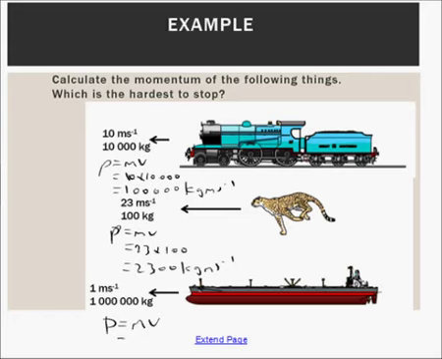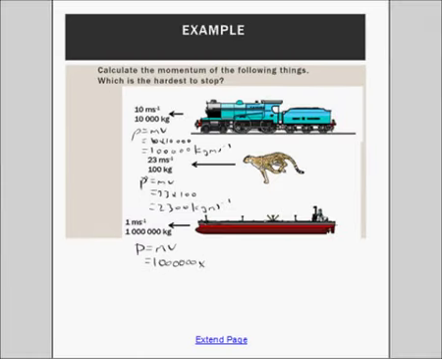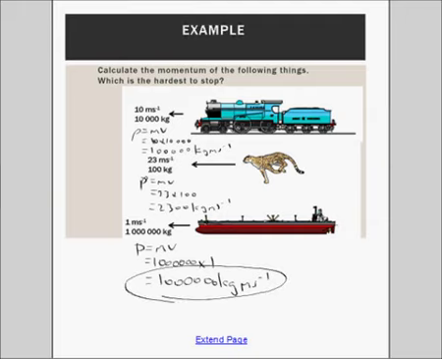So p equals mv. What's the mass in this one? Very large mass. Let's just extend that page. Multiply that by 1, you're left with this as your momentum. Oh, 1 more 0 there, probably. kg m s^-1. So which one is the hardest to stop? Well, it's going to be the tanker. It's going pretty slow, 1 meter per second, but it is many more times harder to stop than a leopard or a train.